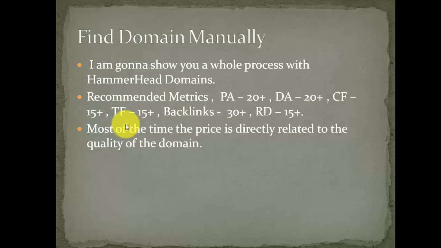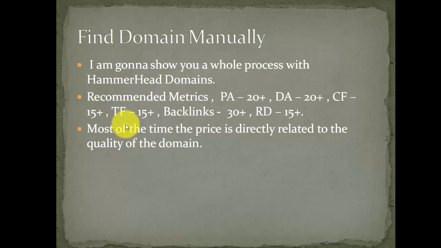Finding domains manually. If you do not want to pay any money to a broker and want to do everything by yourself, then you should read this. The recommended metrics I've written here: PA, your page authority, should be 20 plus, DA should be 20 plus, CF 15 and TF 15. Backlinks should be 30 plus, and referring domains should be 15 plus.